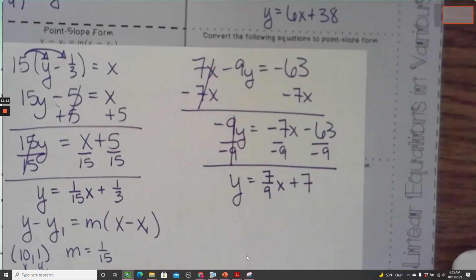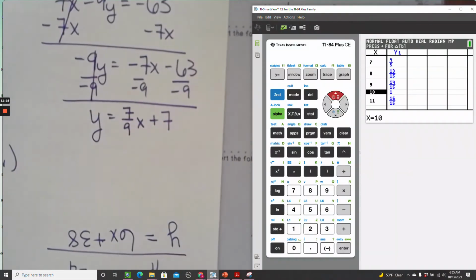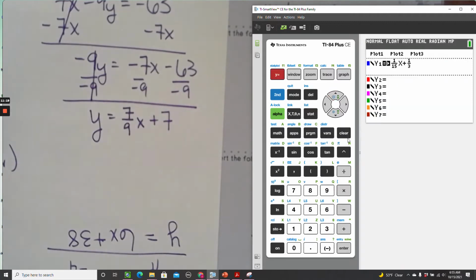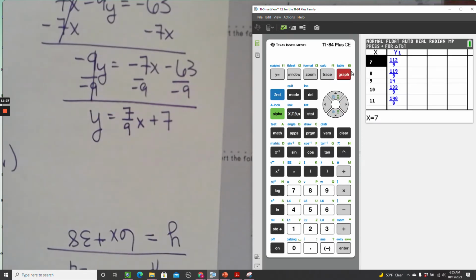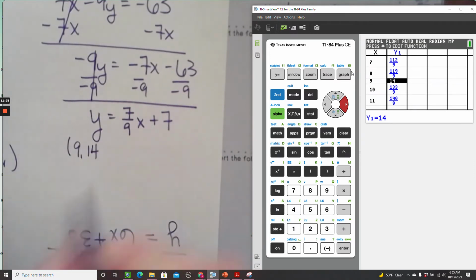So again, for point slope form, I need a nice pretty point. So I'm going to go to y equals, clear this out, and type 7/9 x plus 7. Second table, and I'm going to find me a nice pretty point. And so here's a nice pretty point, two nice natural numbers. So I've got the point 9, 14.